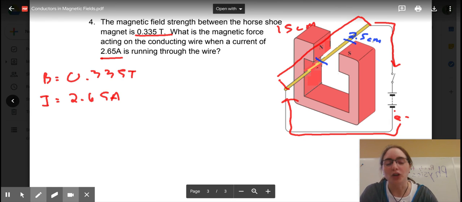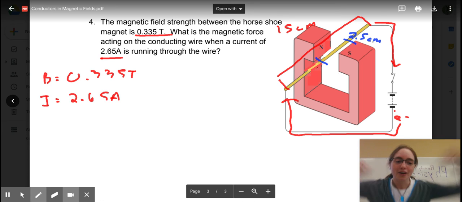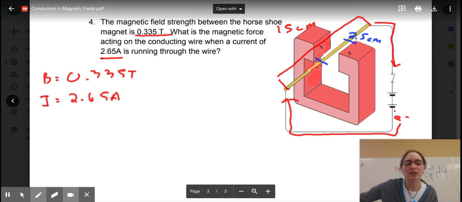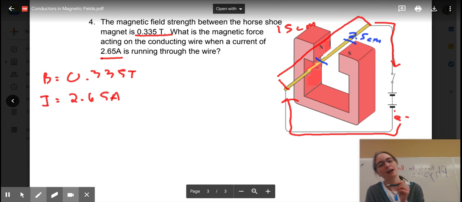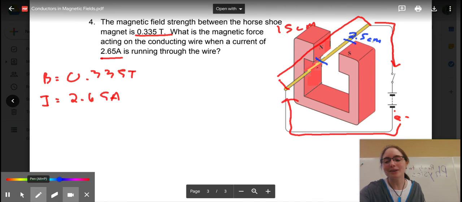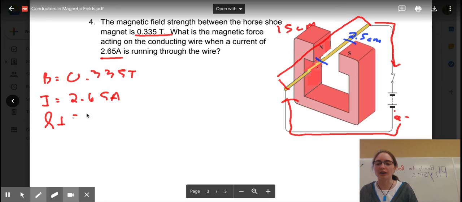If you said 15, you're wrong. If you said 2.5, you're right. 2.5 is the answer, ladies and gentlemen. Why is it the answer? Because that's the length of the wire that's actually going to be experiencing that magnetic field. The remainder of it isn't, so it's not going to be contributing to that force. So when we come to our L perpendicular, we are going to use that 2.5 centimeters, not 15.